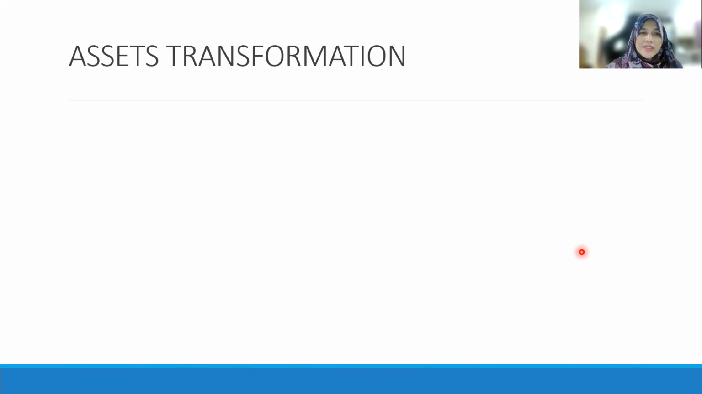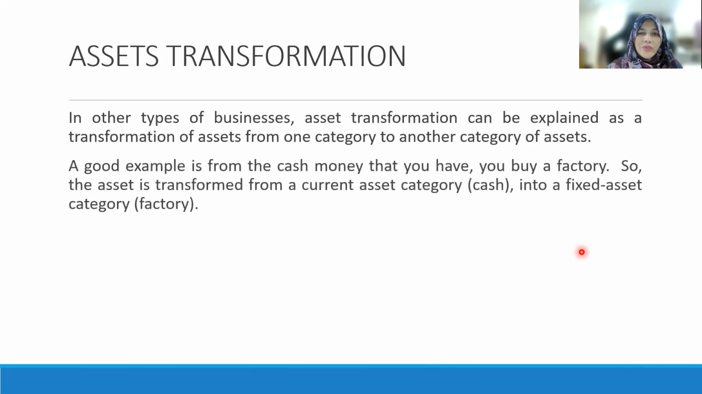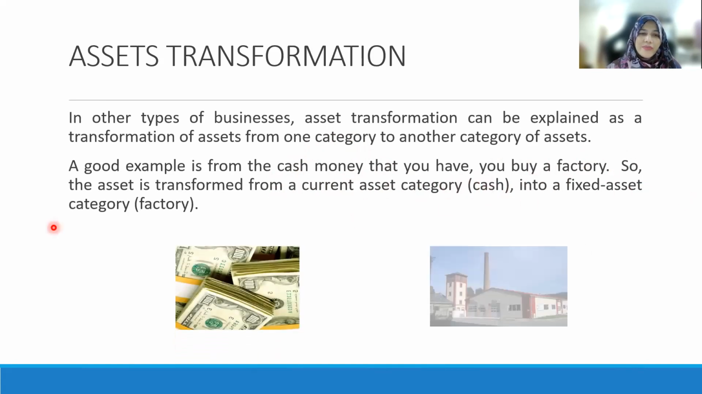Okay, what does it mean by asset transformation? Yeah, asset transformation is when the asset is transformed from one category to another category. For example, when a company have cash and then they use the cash to buy a factory. So the cash is transformed into a factory. So it is from the current asset transformed into a fixed asset. Yes, so current asset category or cash being transformed into fixed asset category, which is the factory.